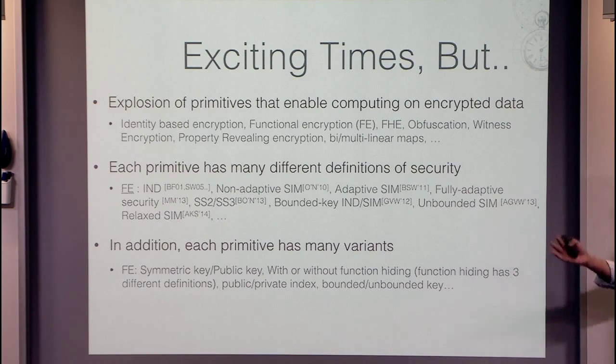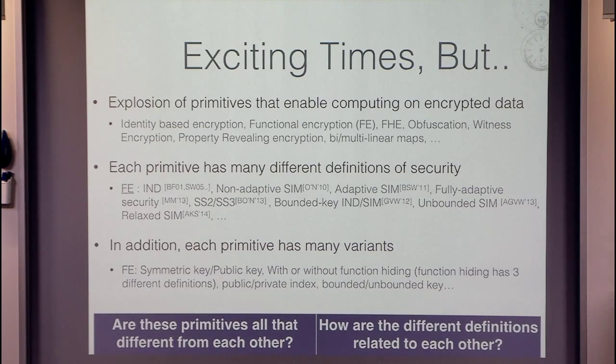So there's a whole zoo of things, or maybe, to use Amit's word, a whole garden of these things. It's a more humane way of treating our primitives. And we'd like to do some botany, to understand them. So do we need all these different definitions? Are they so different from each other? Could we study them in one framework?